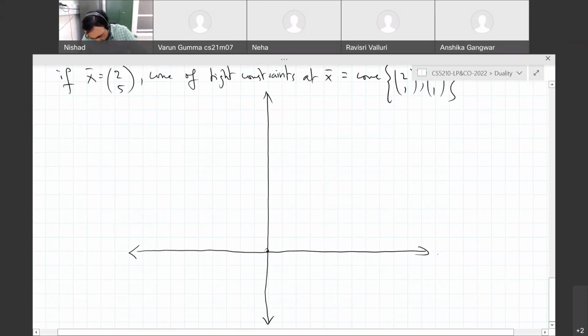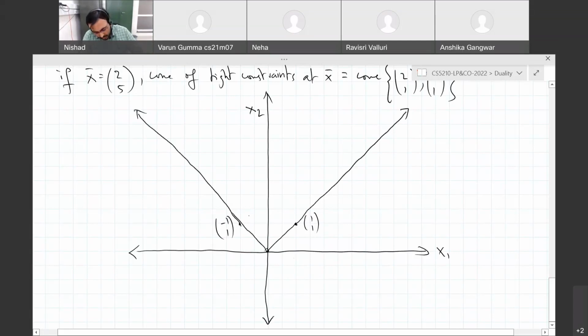So if this is my x1 and this is my x2, 1, 1 is here, right? Let's say this is 1, 1. And minus 1, 1 would be here. And notice that if you take non-negative linear multiples of 1, 1, they will all be on this line. And if you take non-negative linear multiples of minus 1, 1, they will all be on this line.